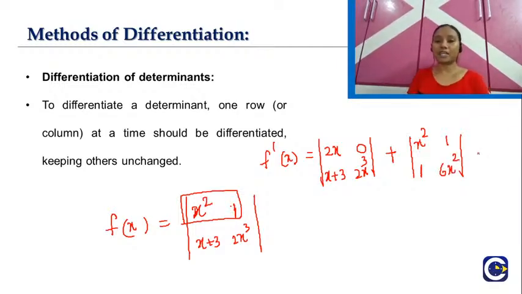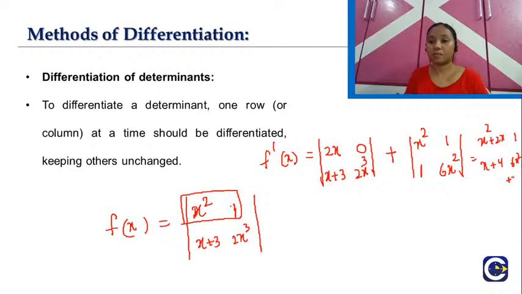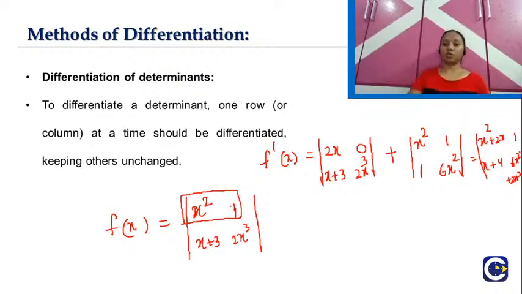So if we add it, what will we be getting? x square plus 2x, and here it will be 1, and here x square plus x plus 4, and here it will be 6x square plus 2x cube. So this is how we will be finding the differentiation of a determinant if we go by a row. Let's check what happens if we go by a column.